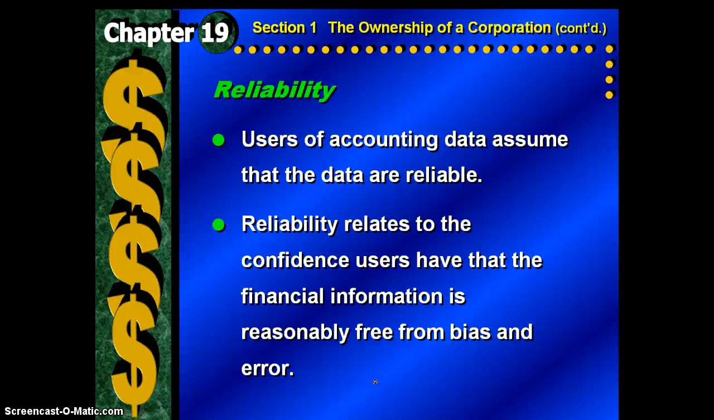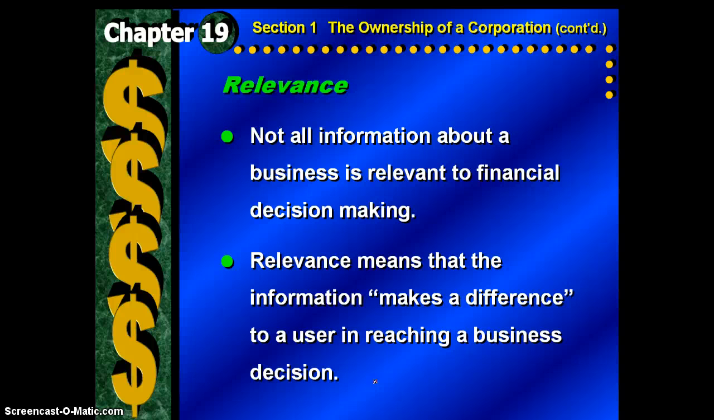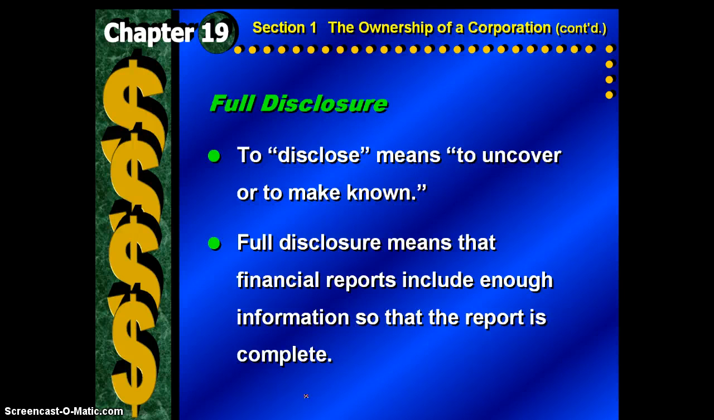Okay. Next, we have relevance. Not all information about a business is relevant to financial decision making. Relevance means that the information makes a difference to a user in reaching a business decision. So you only want to include the relevant information from a financial perspective in your financial statements. Okay. Full disclosure. The word to disclose means to uncover or to make known. Full disclosure means that financial reports include enough information so that the report is complete.